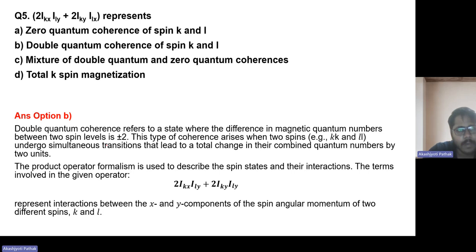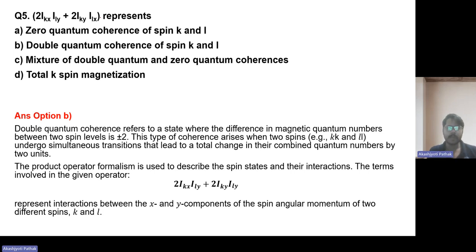So, what is this double quantum? In this question, what does the operator 2IkxIly plus 2IkyIlx represent? It represents the double quantum coherence of spins K and L. Why is it so? Double quantum coherence refers to the state where the difference in magnetic quantum numbers between two spin levels is plus or minus two. So either it will be plus two or minus two.